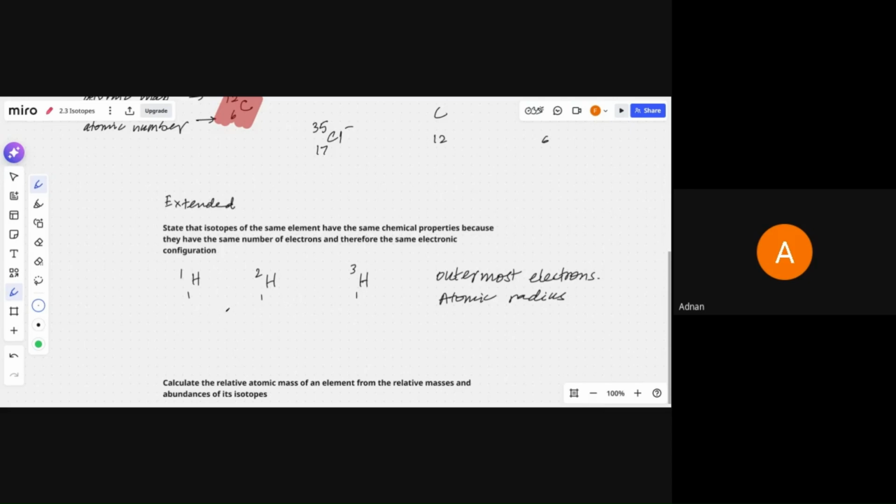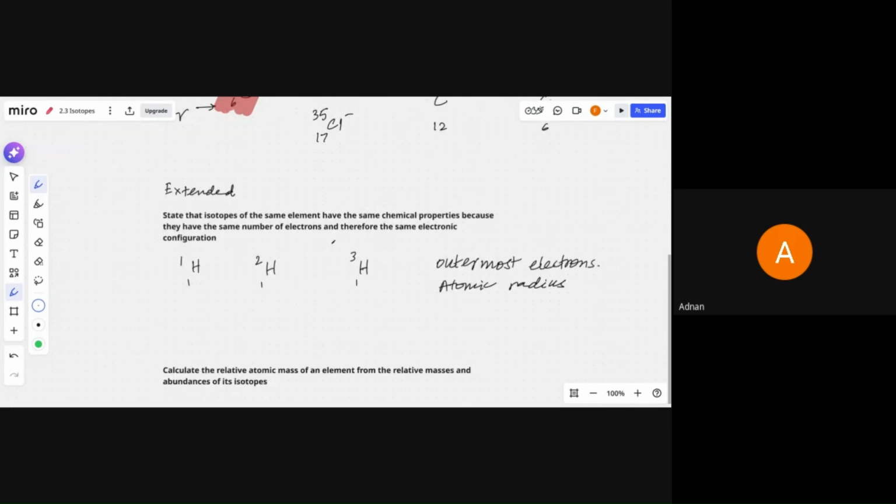Physical properties, on the other hand, can be different, because since mass is changing, physical properties may change a bit. So this is what you need to understand here: isotopes of the same element have the same chemical properties. And they also have the same electronic structure, because in all of these three hydrogens we have one electron. Let me quickly draw their structure.